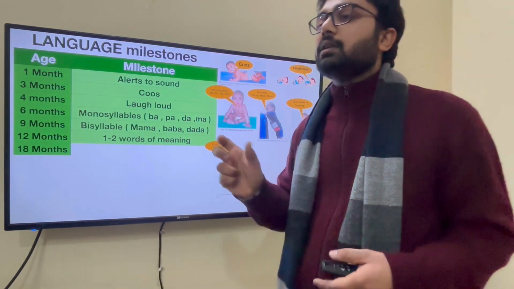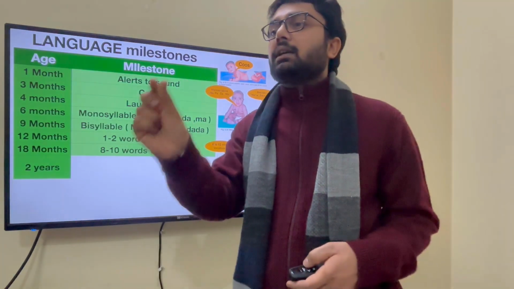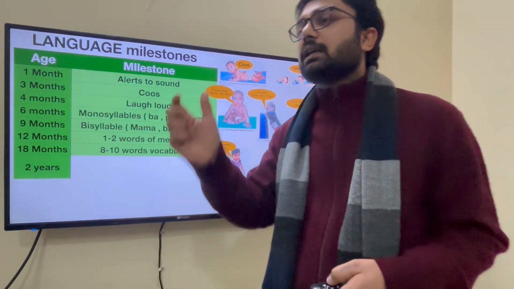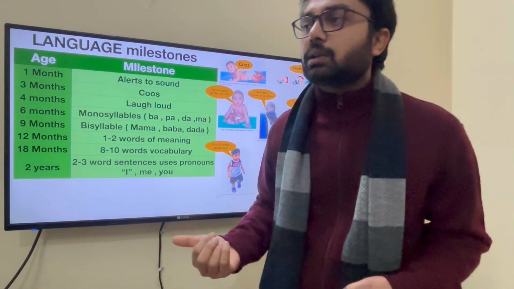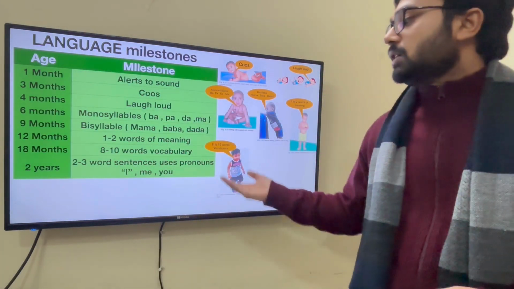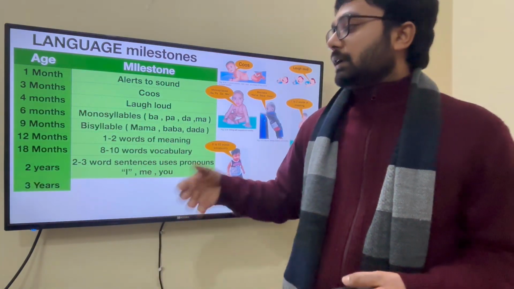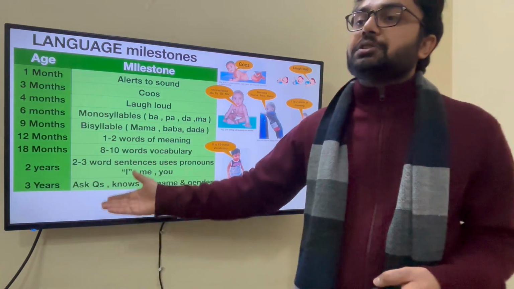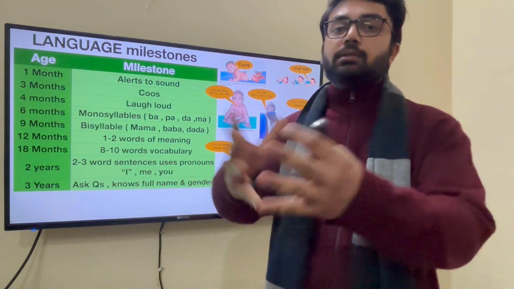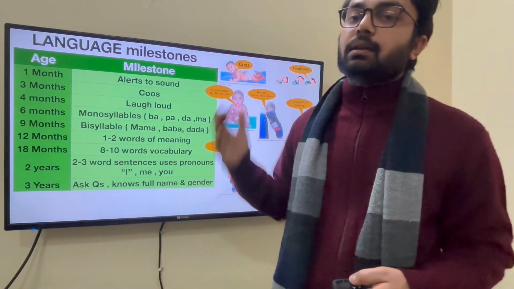He has a vocabulary. And at 2 years, the same child can form sentences. He can ask for things, like he can ask for water. So he has 2 to 3 word sentences using I, me, you. He can say I want water, like that. At 3 years, he asks questions. Now he raises questions towards the surroundings. He knows his full name and gender. So this is the language milestone.